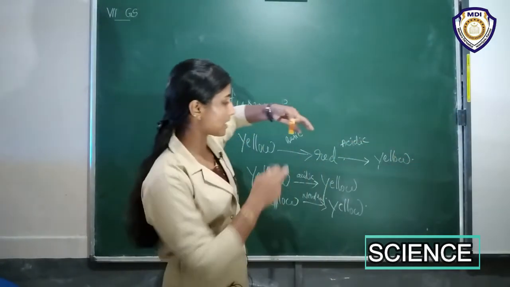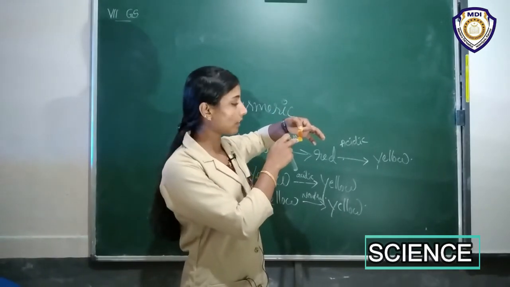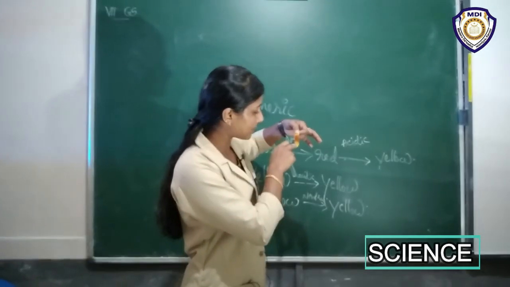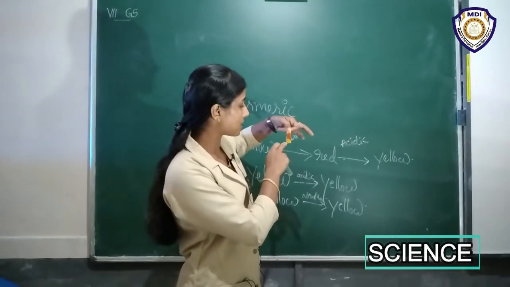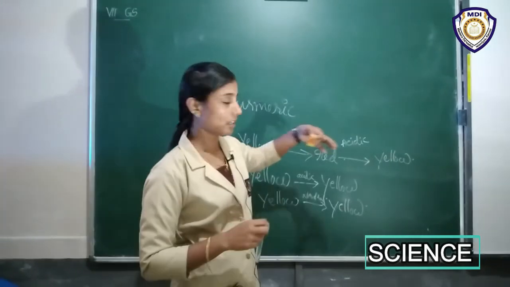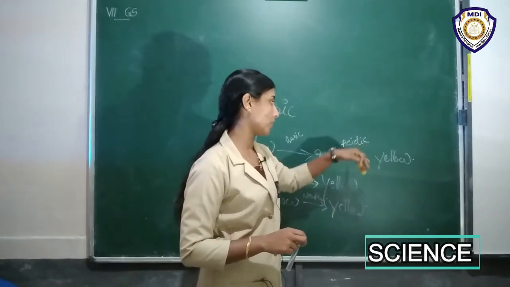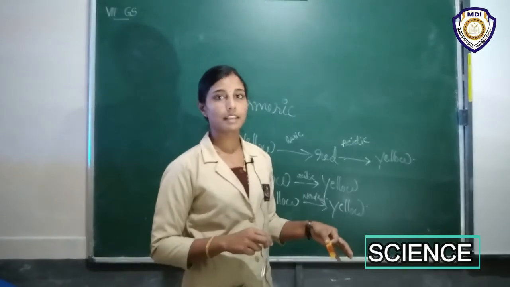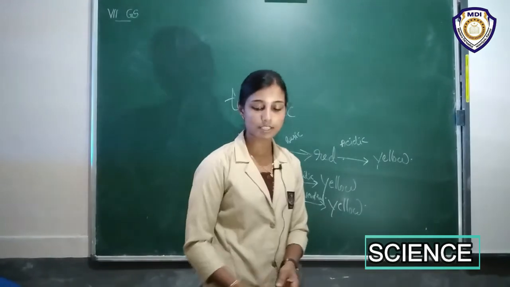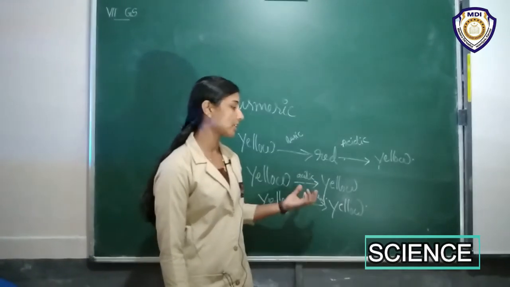Okay. So this change you can see here. When I drop a little lime juice, that is lemon juice, on this side, what happens? You can see the change. That is, red again becomes yellow. Okay, so that is the color change. The red will again become yellow when it is dipped in an acidic solution. So that is how we can find whether solutions are acidic, basic or neutral.